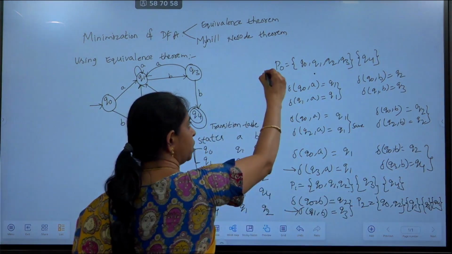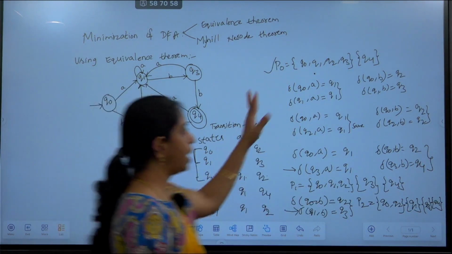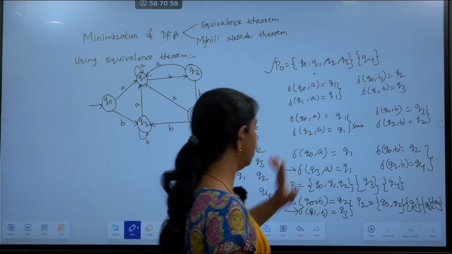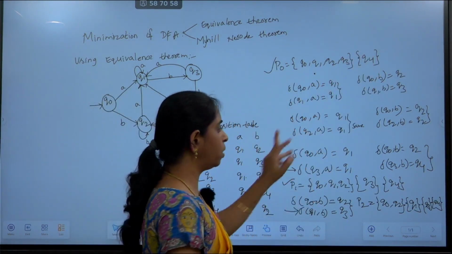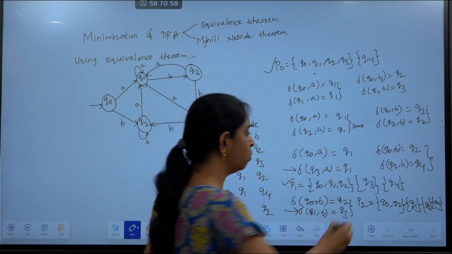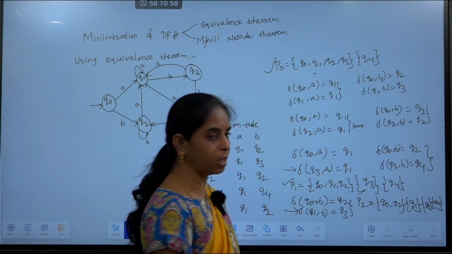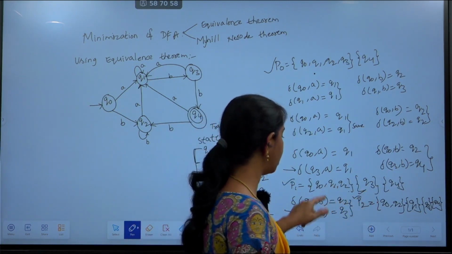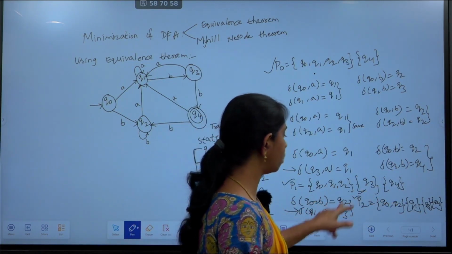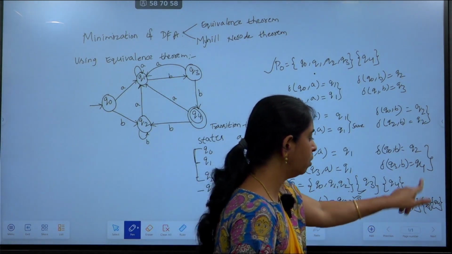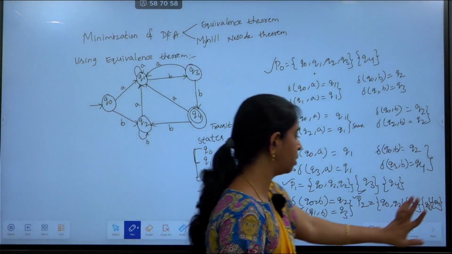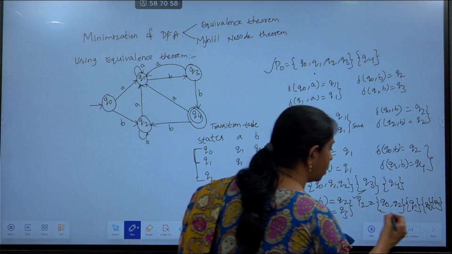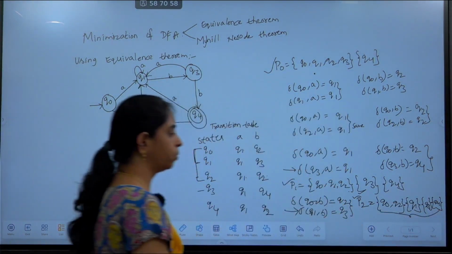So the first partition we have taken is the non-final states and the final states. Next partition, whenever we reach the different partitions, we have taken it as a different partition. Next, because Q0, Q2 are the same, whenever we are performing the Q1 as the different one, we have made Q1 a different state. Now we have reached all the states.